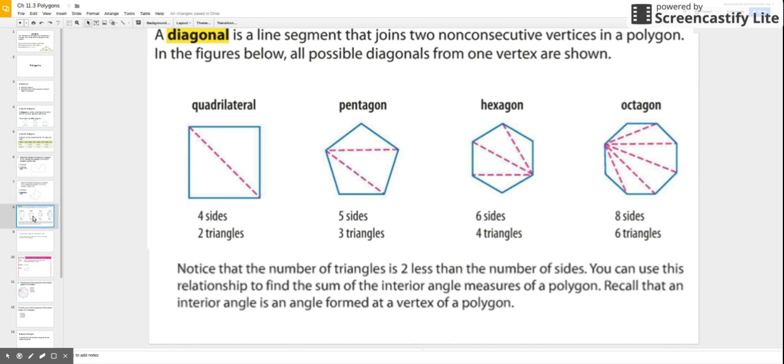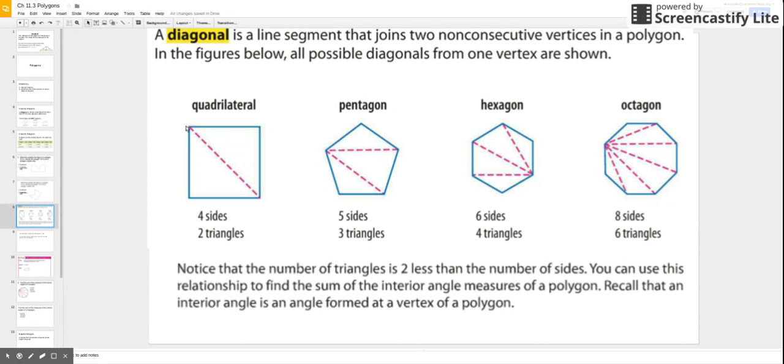A diagonal is a line segment that joins 2 non-consecutive vertices in a polygon. Okay, so in the figures below, all possible diagonals from one vertex are shown. So this is an example of a diagonal here. You're only looking at diagonals from one vertex, okay?